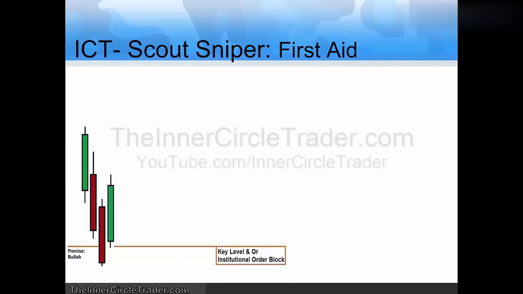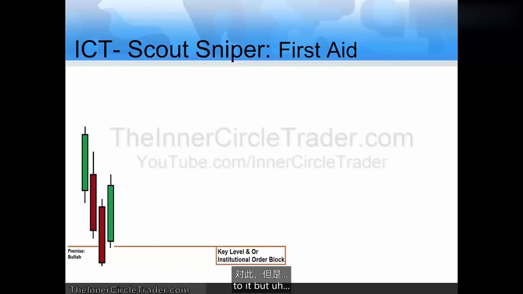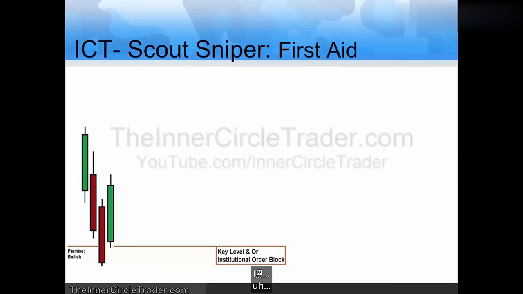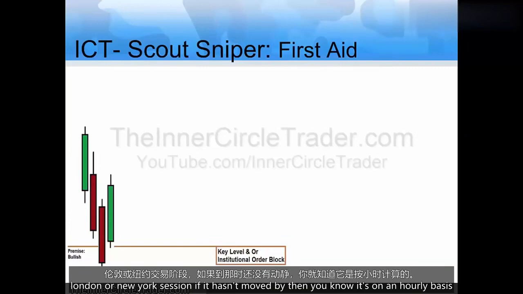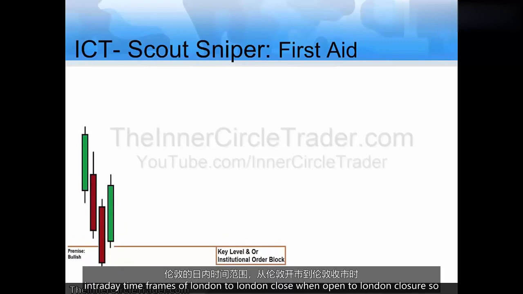sound setup. So time stops is something that, to me, I think is beneficial. There's a little bit of an art to it, but I break it down like this. If it's going to be a trade that's based off of a daily setup, I give it about 3 days. And if I'm trading off of a 4 hour, I'm really giving it about 1 day. And a 1 hour chart, I'm giving it 2 sessions tops. Okay, ideally either the London or New York session. If it hasn't moved by then, and it's on an hourly basis, I'm really looking to reduce the risk and/or collapse it. And anything less than that, I really don't have a time stop for, outside of the intraday time frames of London open to London close.